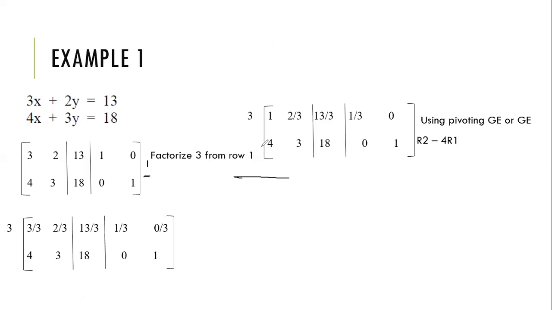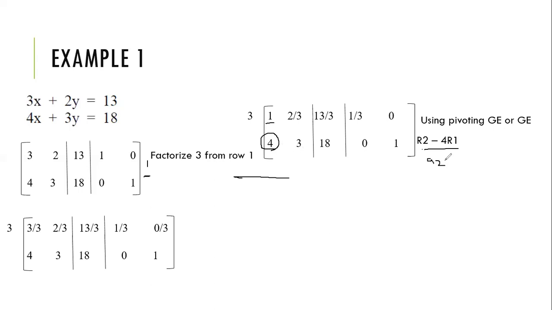We want to eliminate this. We want to make it 0. So if we have the linear combination 4 minus 4 times 1, we're going to get this to be 0. That is why we have this operation here. Or like I said, you could have used pivoting. If you're using pivoting, this is your pivot. Then the operation is going to be what?